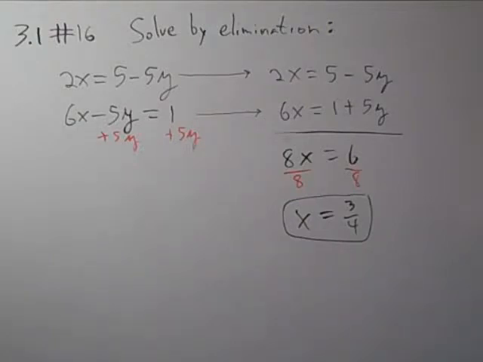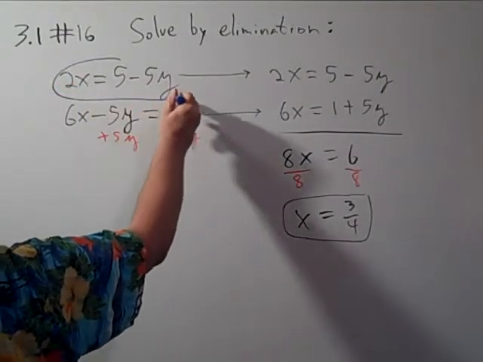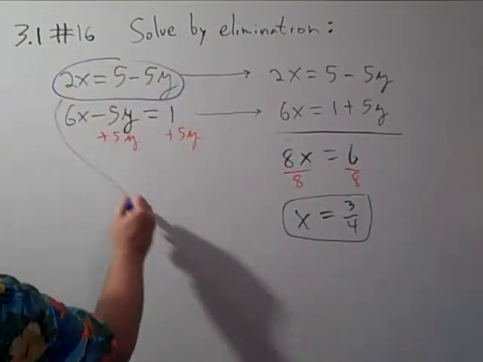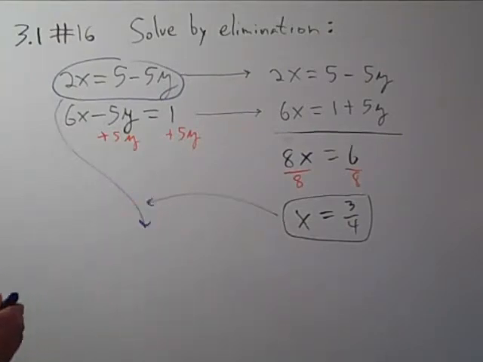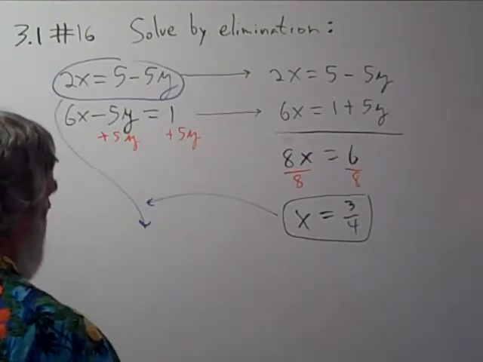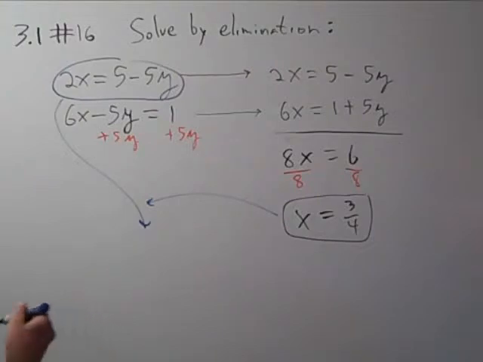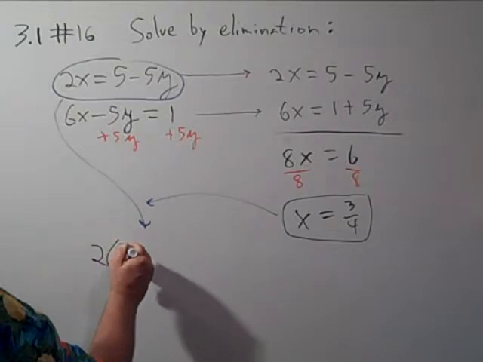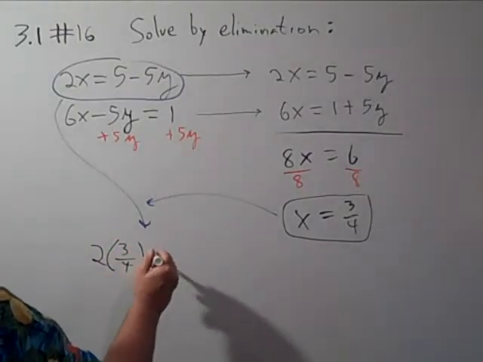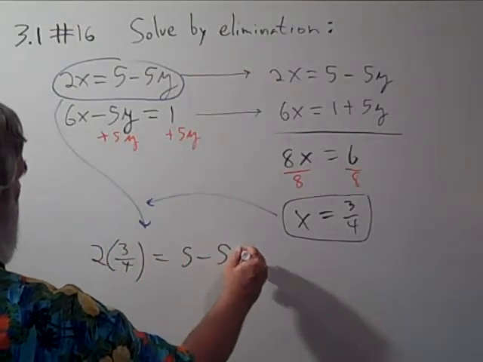We still need to find y. So the standard way to find y is to substitute back into one of the earlier equations to find what y is. So let's take the first one. We know that x is 3/4, and we could substitute in any of the previous equations in order to finish this off. In this case, though, we end up with 2x. That's 2 times 3/4, because x is 3/4. So 2 times 3/4 is equal to 5 minus 5y.